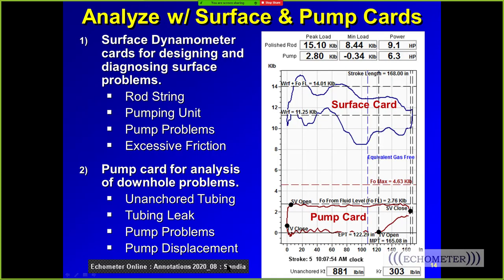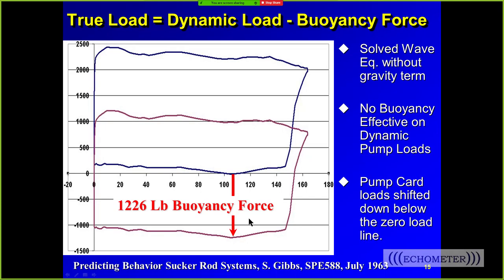This example right here is one example we'll talk about later in the presentation. We can use this surface card for things like looking at the rod string loading, the pump unit loading, pump problems, and excessive friction. And we use the downhole pump card for things like incomplete pump fillage and gas interference, whether the tubing's anchored or not, and things like that. We'll talk about that more throughout this presentation.